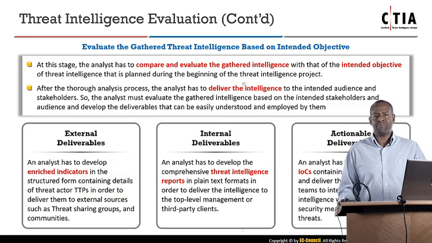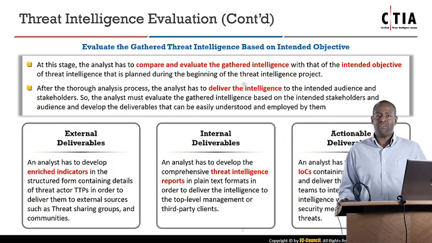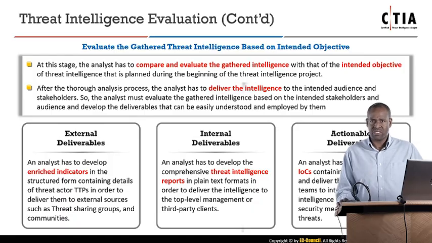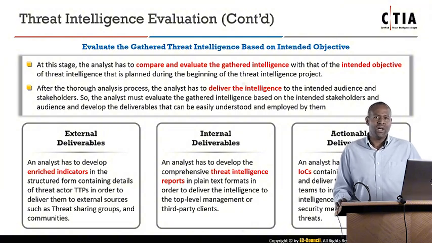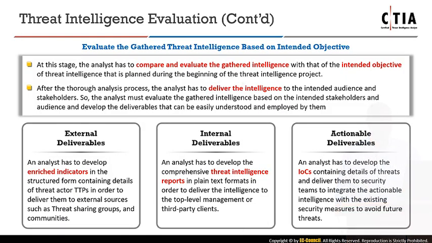So assuming the objectives are where they need to be, we need to compare and evaluate any gathered intelligence with the objectives of our organization. What objectives do we have in terms of threat intelligence? What is our planning in terms of threat intelligence? What did we come up with when we planned this entire project for our organization? Does the intelligence match with that? If not, then we need to reevaluate.